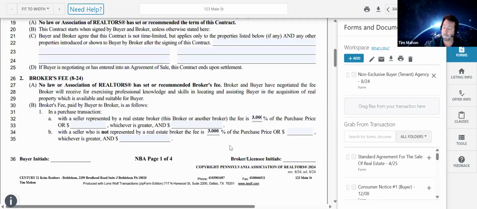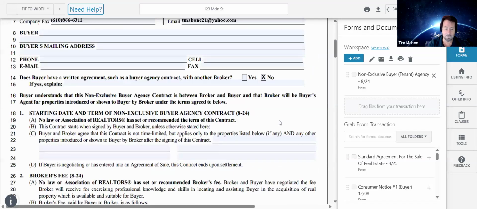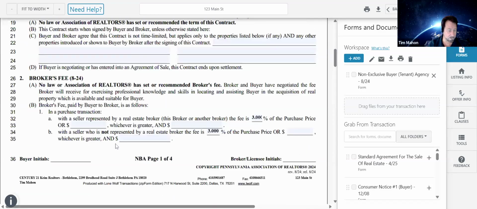So you need to be aware how that all works, and you need to be able to explain that to your buyer. So this is the way you fill out the form. And that's primarily our function today, is to show you how to fill out the form. So, there we go. We put that on there.